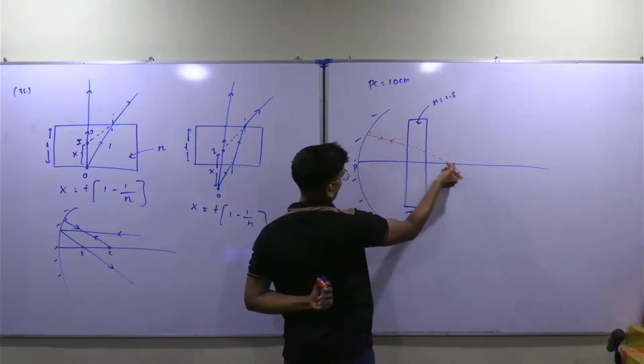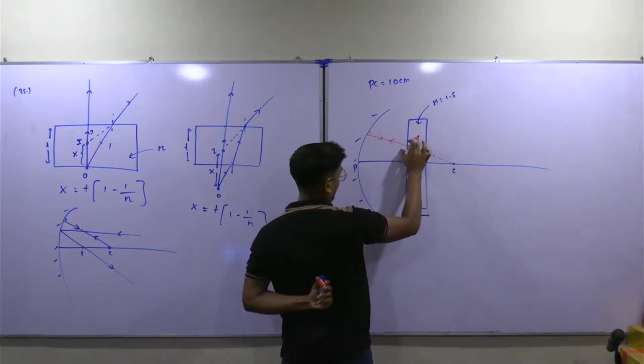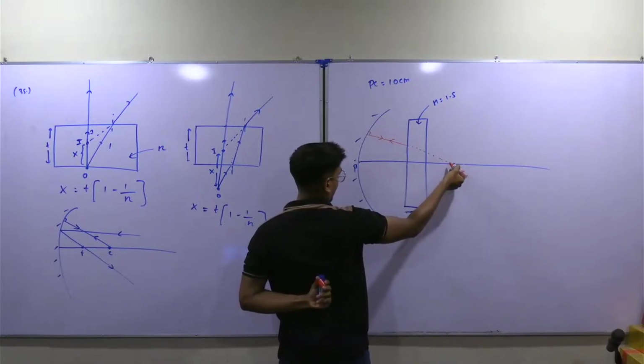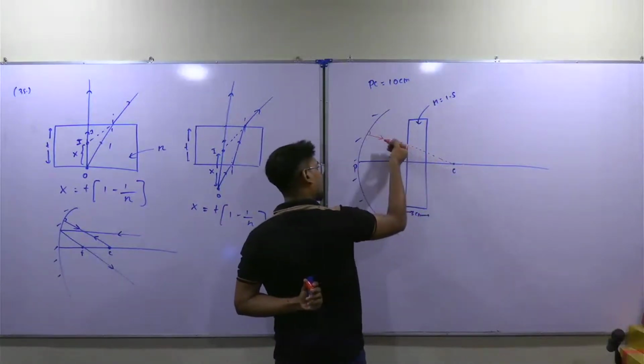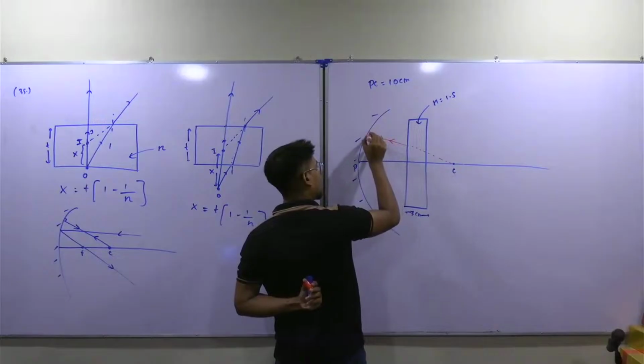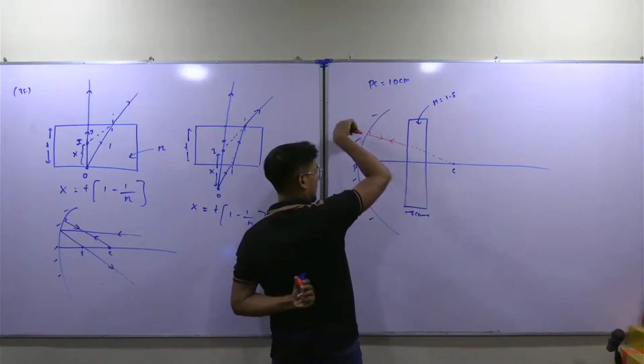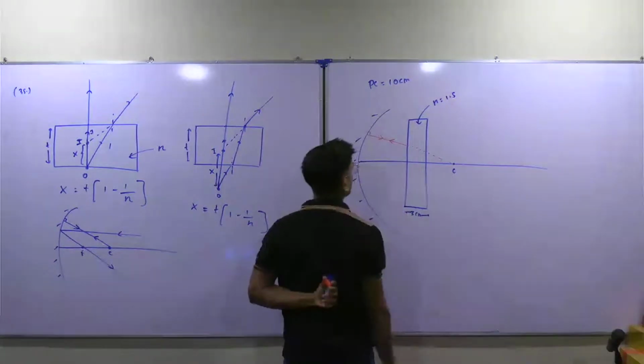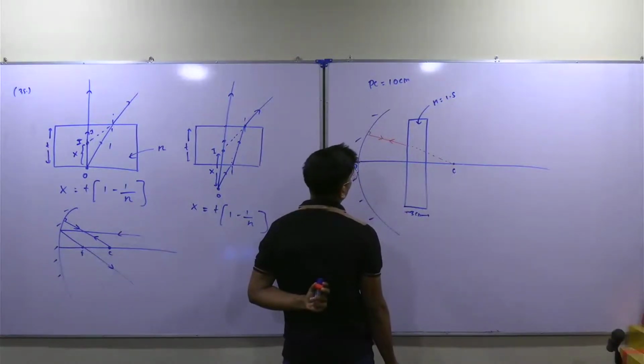If the light ray refracting through this glass block seems to travel from the center, then only the light ray will travel or retrace along the same path. Then only the object will coincide with the image, right? Or the image will coincide with the object.